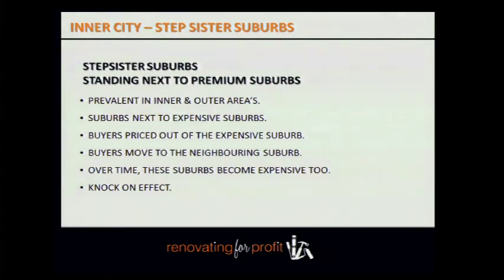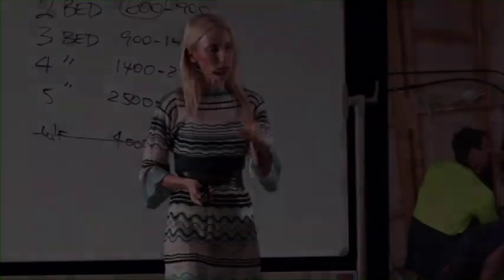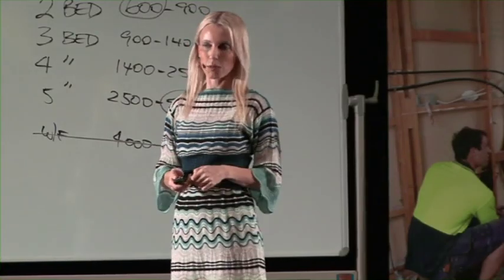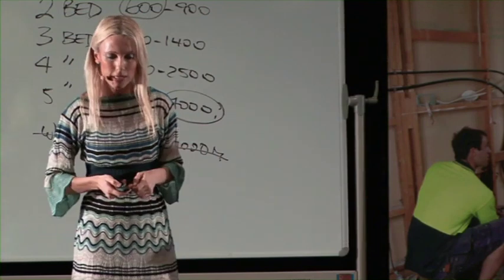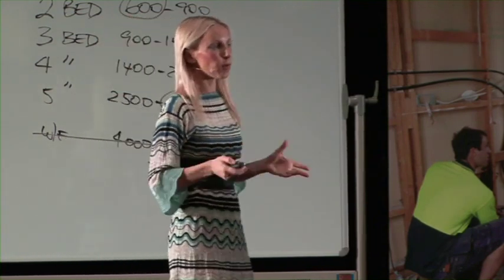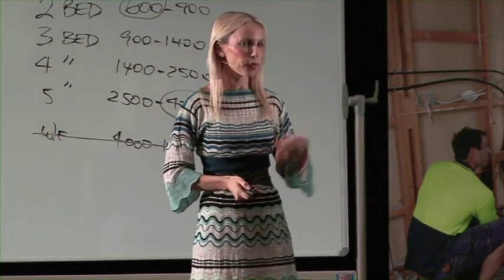Okay, so what they are is primarily the next suburb next to a premium blue chip suburb, okay? And what happens is people get pushed out of the premium suburb, then they go to the next suburb, the stepsister suburb, and then guess what happens? Prices go up. So it's actually a ripple effect. There's also what's called an inner city domino suburb. Inner city domino suburbs are basically suburbs that have the knock-on effect from the premium suburb.